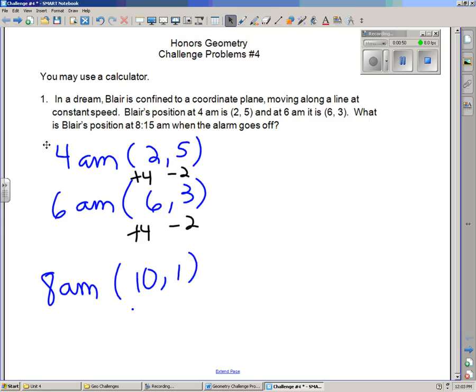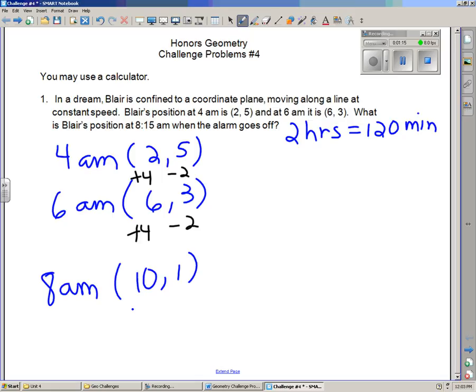So we want 8:15, or a quarter of an hour. So let's see if we can change hours into minutes. Would you guys agree that 2 hours is just the same as 120 minutes? So if that's the case, then we can figure out how much he's going to move in a quarter of an hour, which is just 15 minutes.